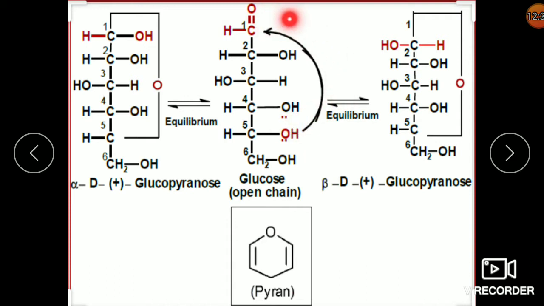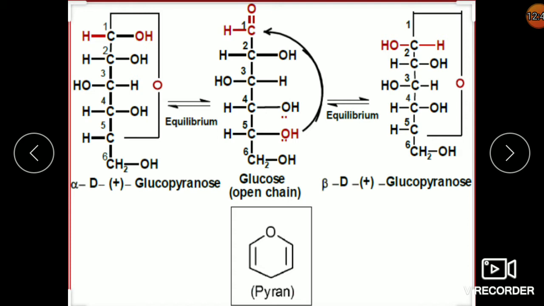That means carbon 1 and carbon 5 will join via a bridge. And what is the bridging atom? The bridging atom is oxygen. This bridge forms above the plane. It is not forming on the plane. Here you are seeing it on the plane, but actually it is above the plane.